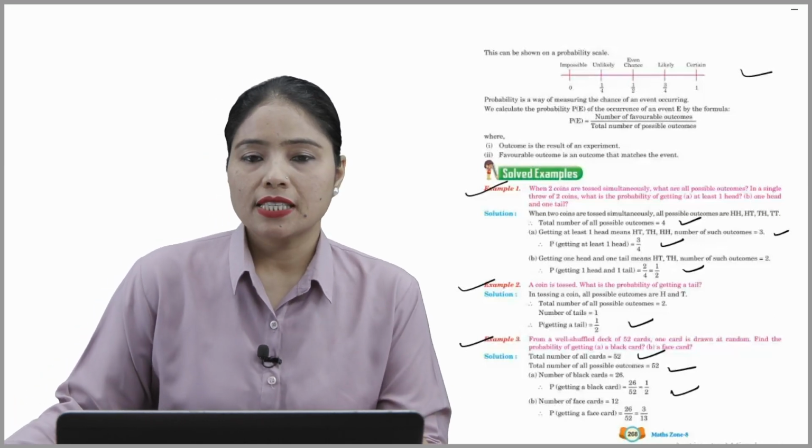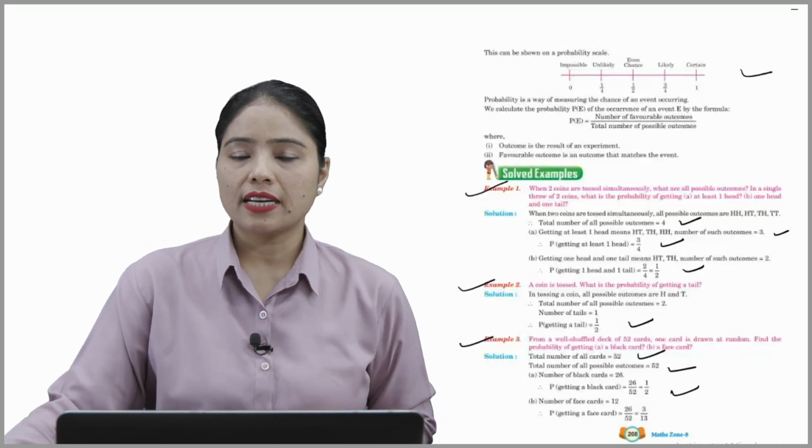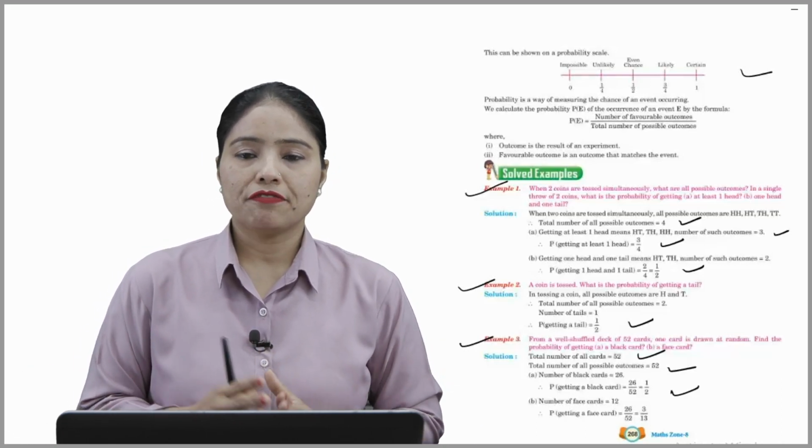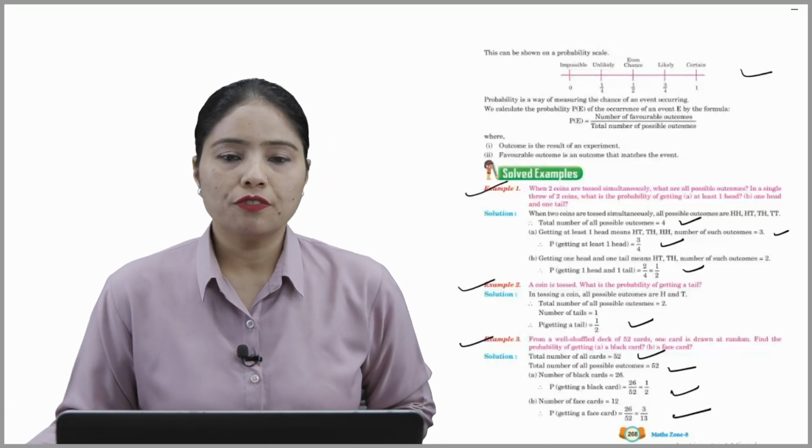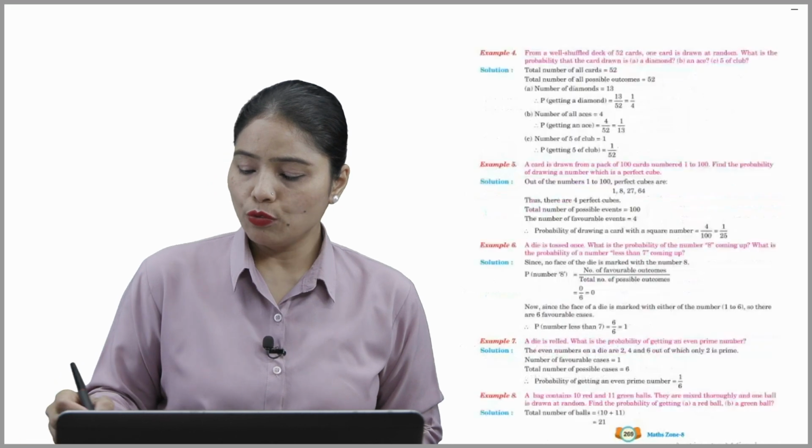Similarly, number of face cards is 12. So, P of getting a face card, that means 12/52, that means 3/13 is the answer of that one. Hope you understood well. So, now move on.